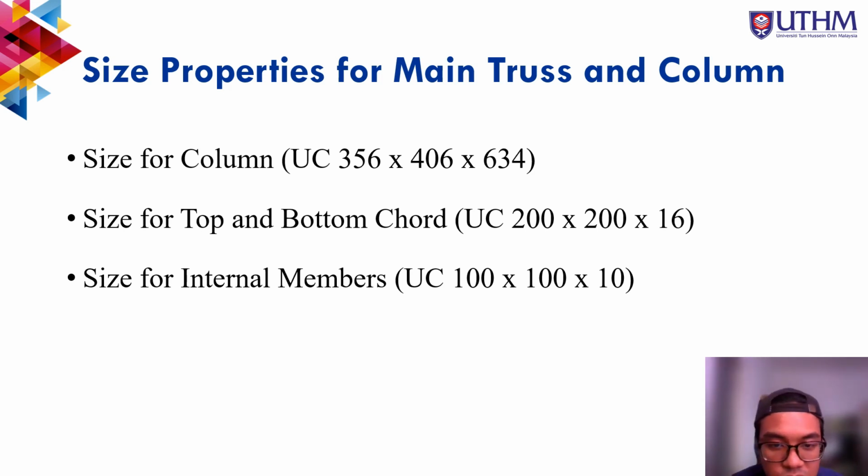For the column we use UC 360 times 400 times 634. The size for the top and bottom chord is UC 200 times 200 times 16, and the size for the internal members is UC 100 times 100 times 10.